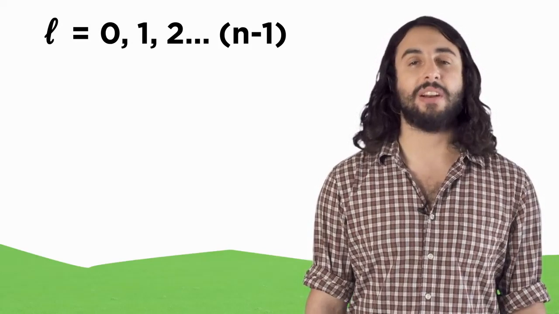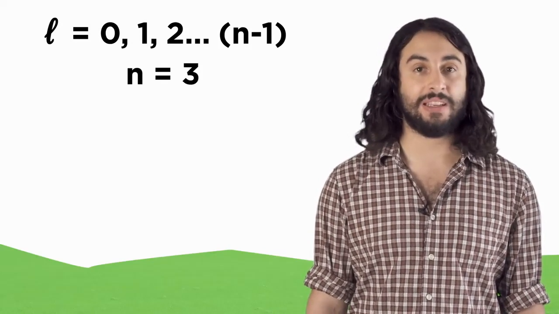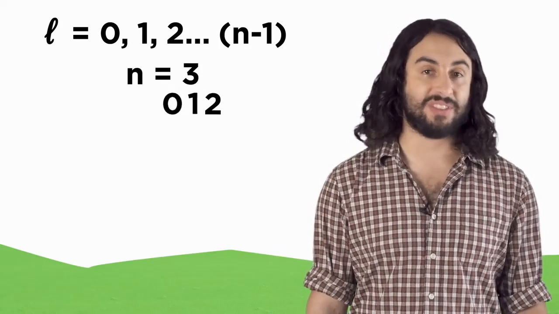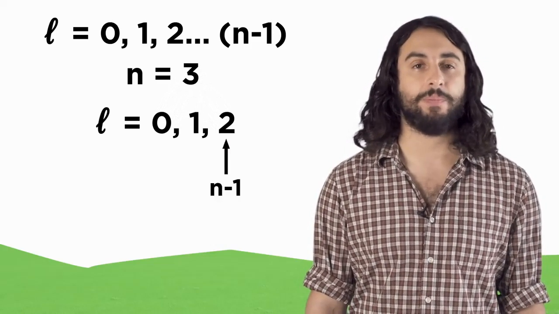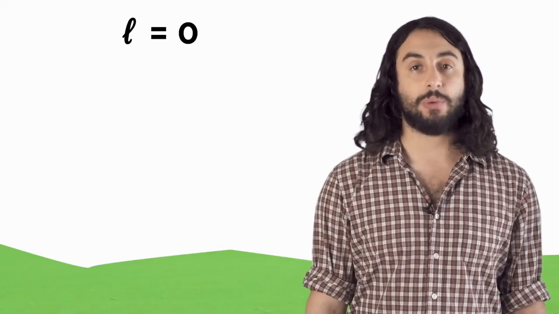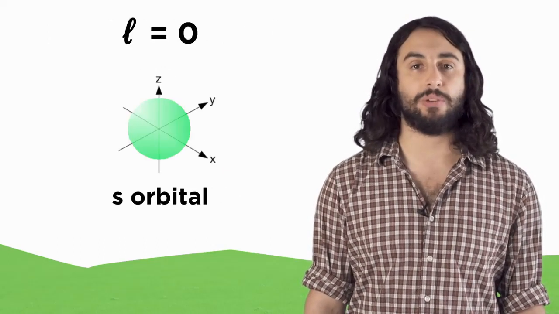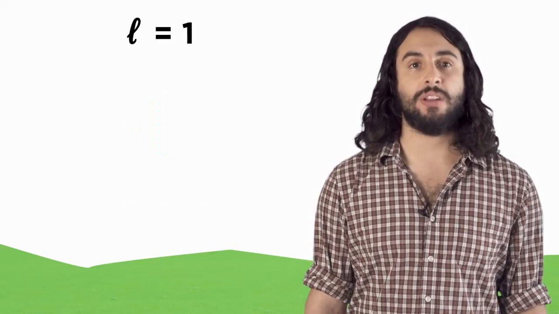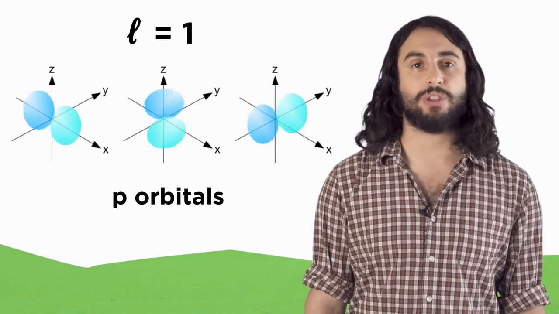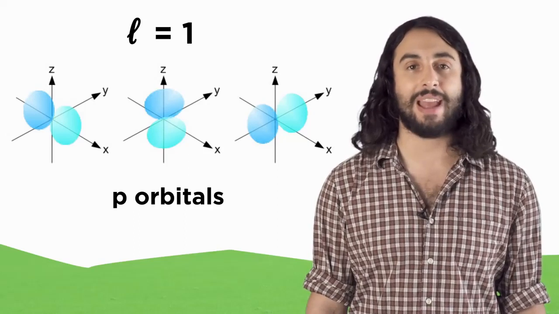For example, if an electron has an n value of 3, it can have an L value of either 0, 1, or 2, because 2 is 3 minus 1. The L value describes the shape of the orbital. When L equals 0, we are describing s orbitals, which are spherical, just one of these per energy level. When L equals 1, we are describing p orbitals, which are lobes that extend outwards on 3 axes.